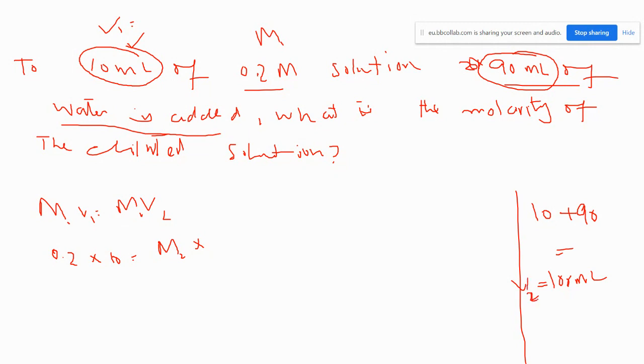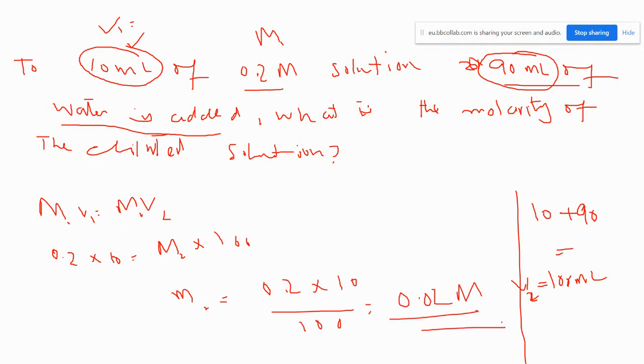If we talk about the water, then the volumes you take, you add them together. To 10 ml of 0.2 molar solution, 90 ml of water is added or mixed. So 90 ml plus 10 ml, V2 should be 100. So M2 is how much? Again the same: 0.2 multiplied by 10 divided by 100, which is 0.02 molar. Clear? Yes, good.